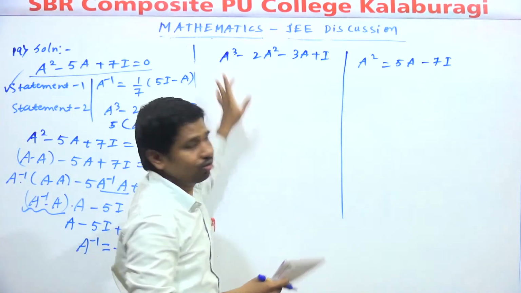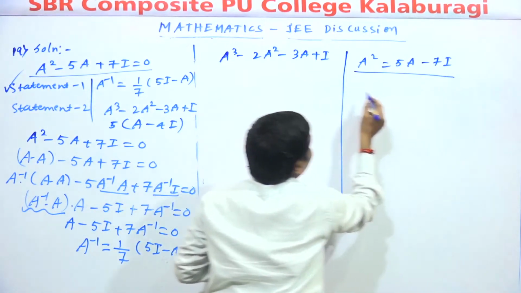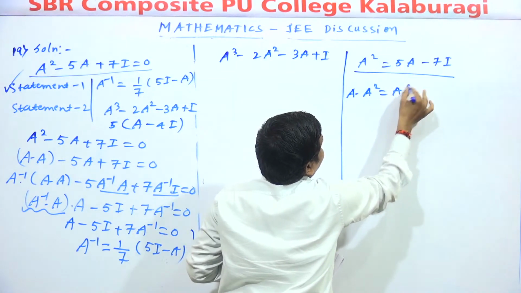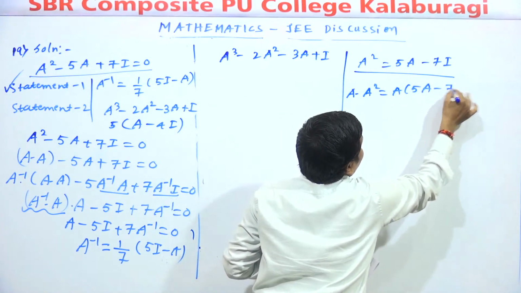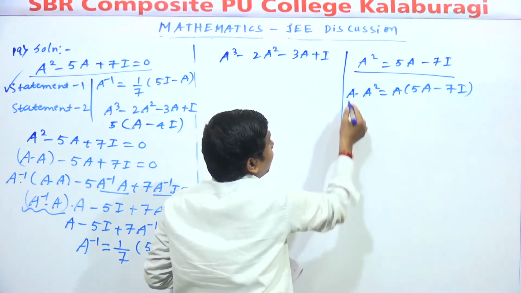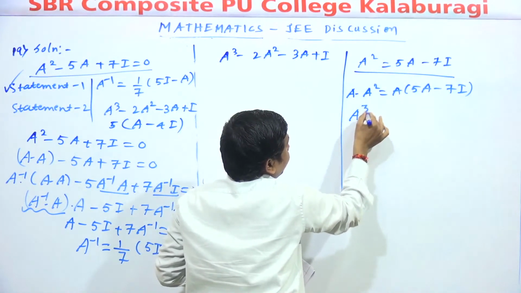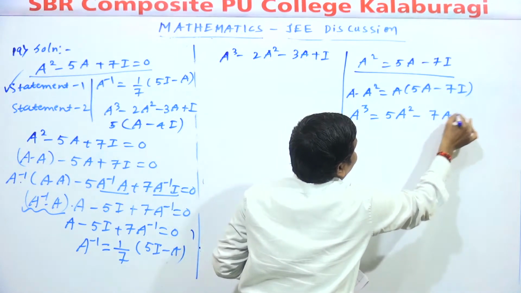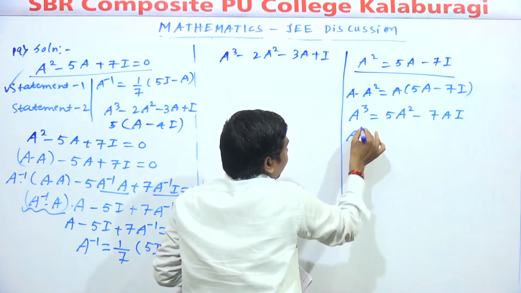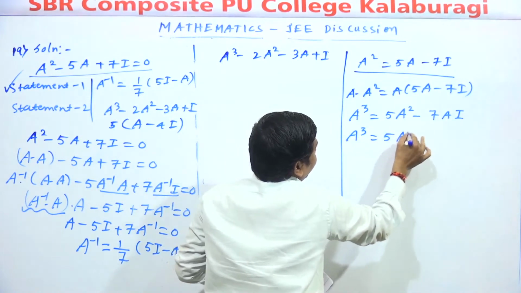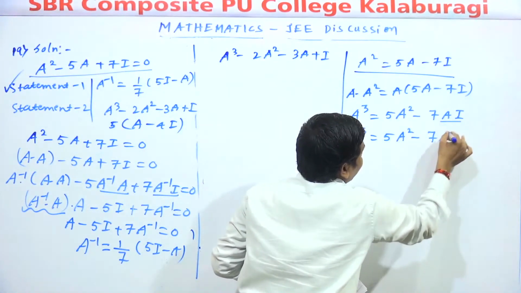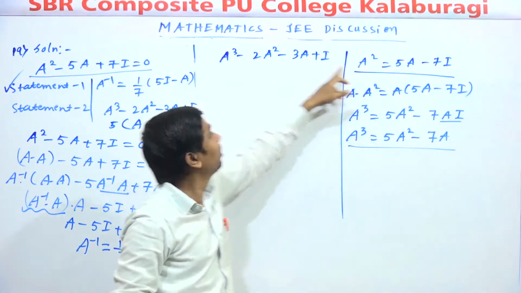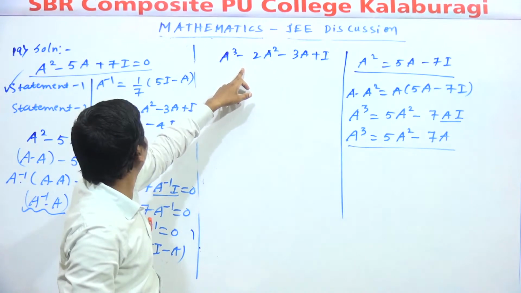We'll find a cube also. So this is a square. A cube is what? Multiply a on both sides. a into 5a minus 7i, right? a into a square is a cube, so a cube equals 5a square minus 7ai. So a cube value is 5a square minus 7a into i, that is 7ai. Taking the value of a cube and a square and substituting into this equation, let us see what we'll get.